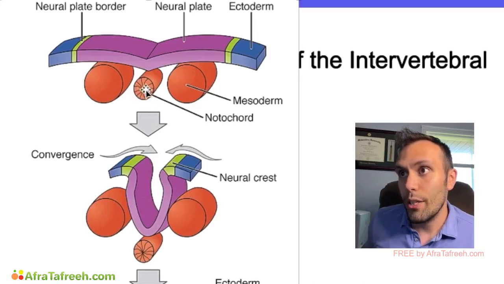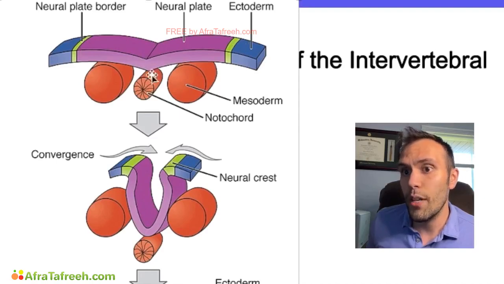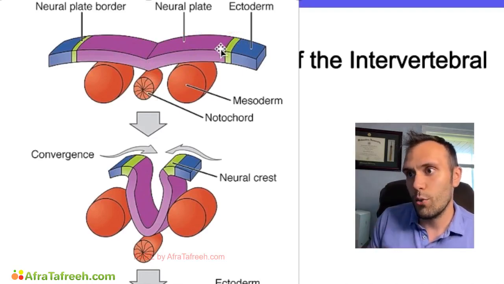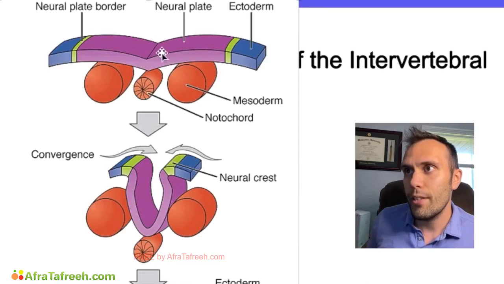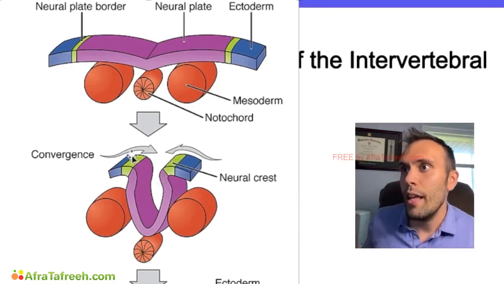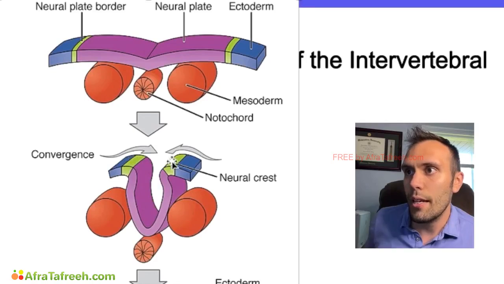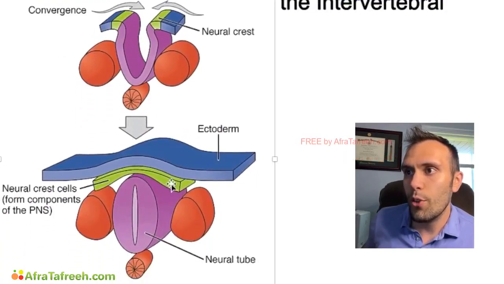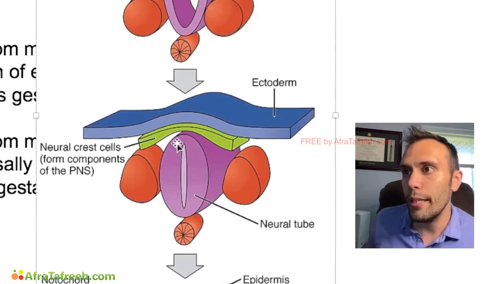So we have the notochord down here, again derived from mesoderm, but it's going to stimulate this area up here. This area is made up of ectoderm, so it's going to stimulate this area to turn into neuroectoderm. Eventually we'll get this layer here, the neural plate, and the neural plate will kind of sandwich in on itself, and these areas on the outside of the ectoderm will come together, and those areas will form the neural crest cells.